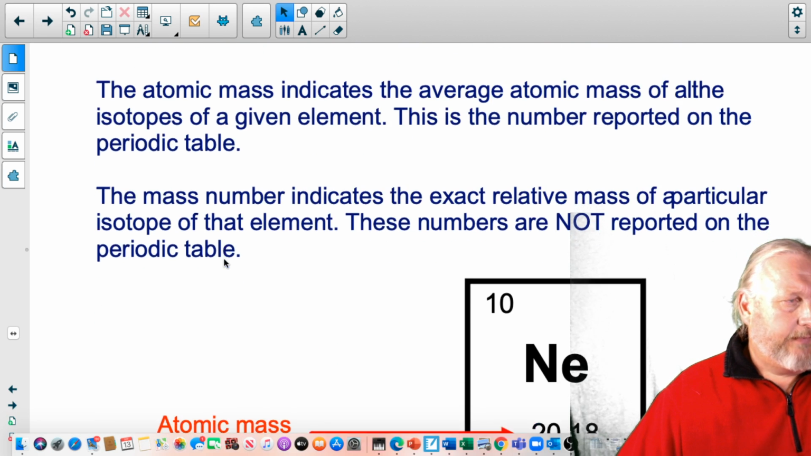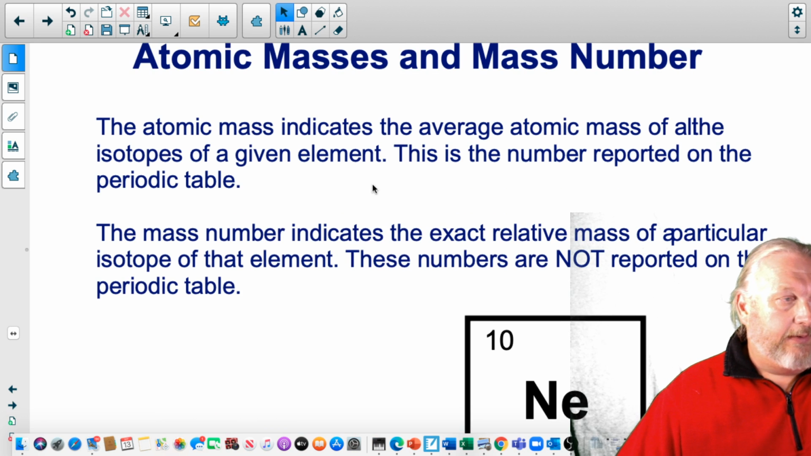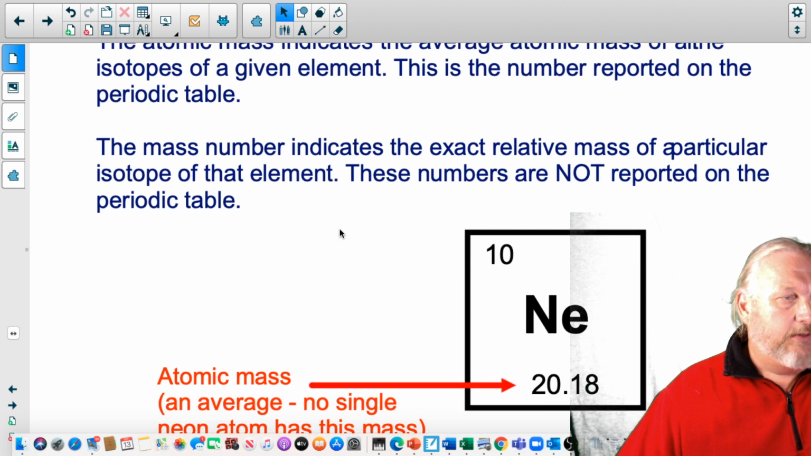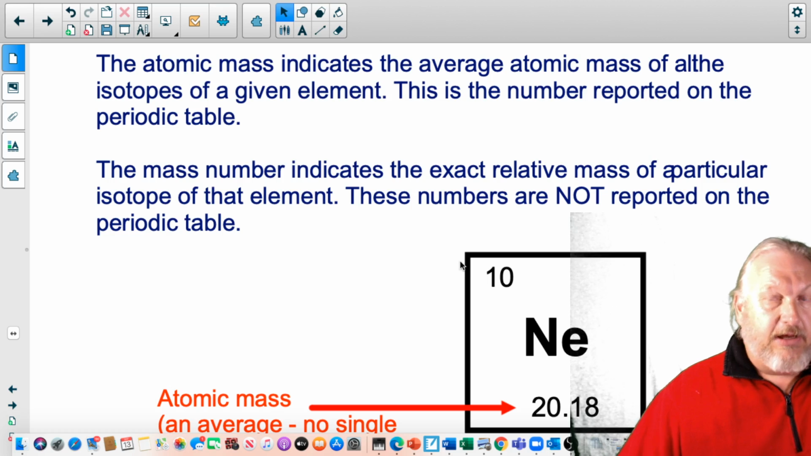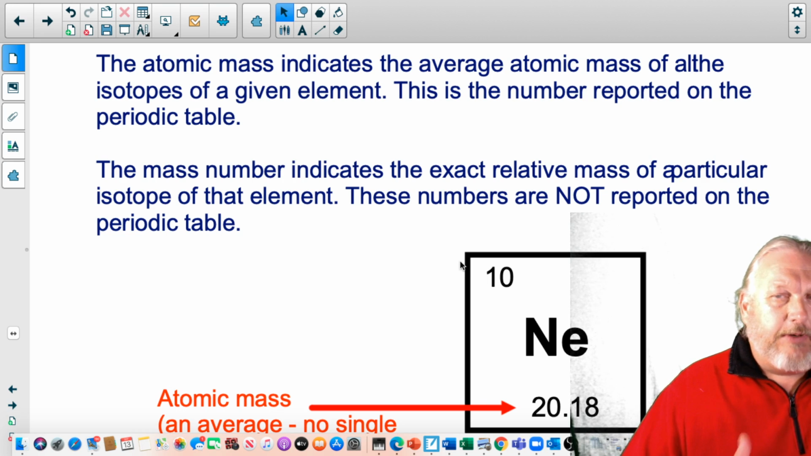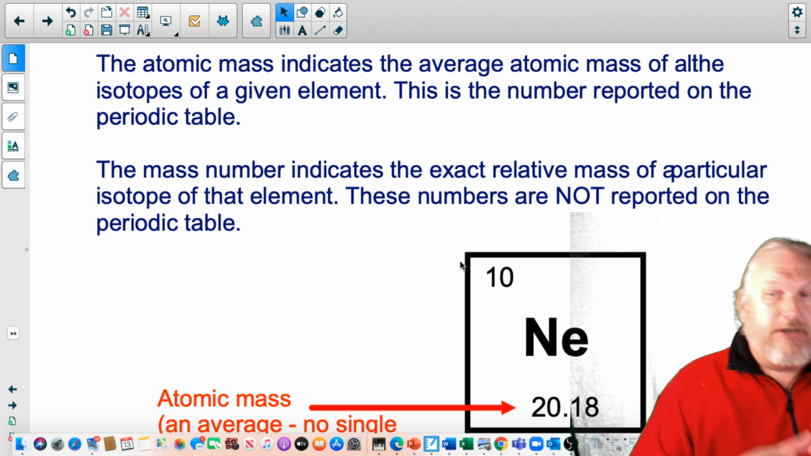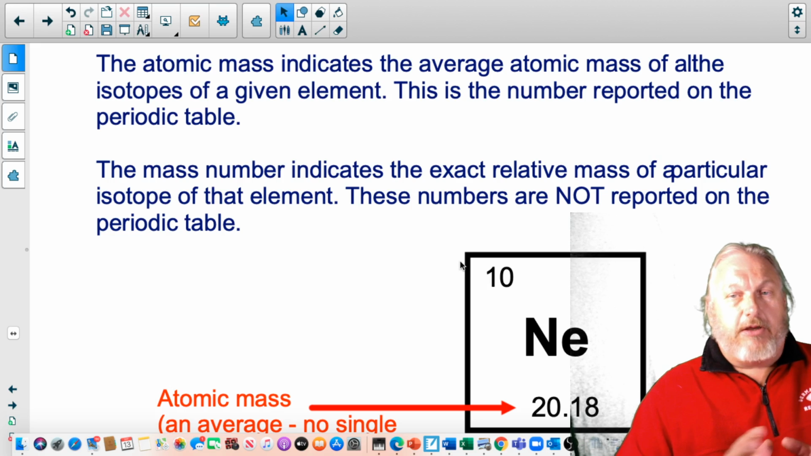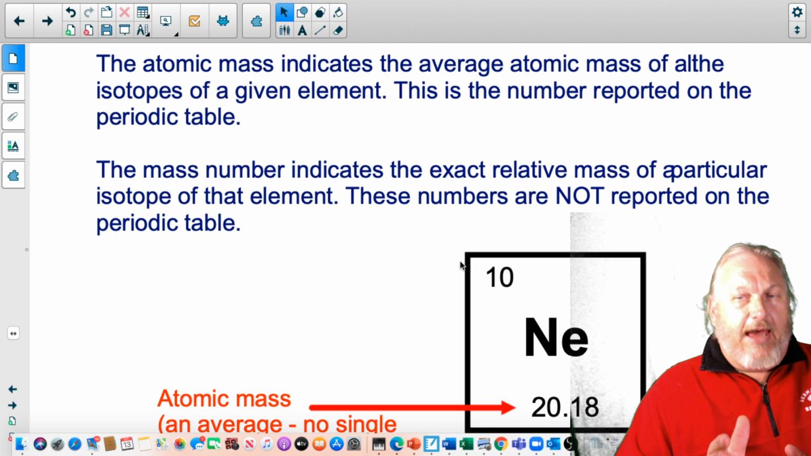So, we talked about the A number, which is the mass of that one atom. But usually we're not talking about just one atom. We're talking about a sample of atoms, right? So we don't report the A number most of the time. We're reporting the average mass, the average of a sample.